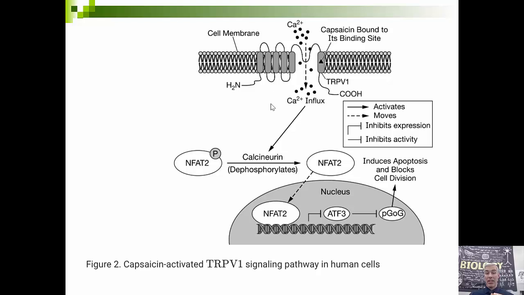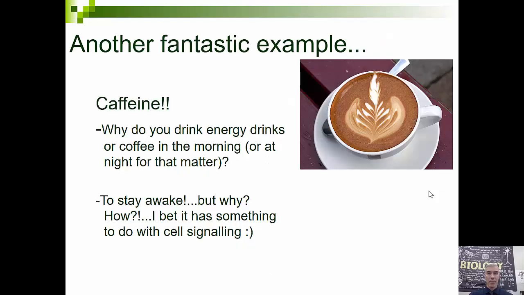So if normally this should trigger apoptosis, what if NFAT2 is not present? Then you will not inhibit ATF3. ATF3 will be present in high quantities, and if ATF3 is present in high quantities, it will inhibit PGOG, and you will not get apoptosis. Do you see how this kind of works? These are how you have to read these specific signal transduction pathway mechanisms and models.